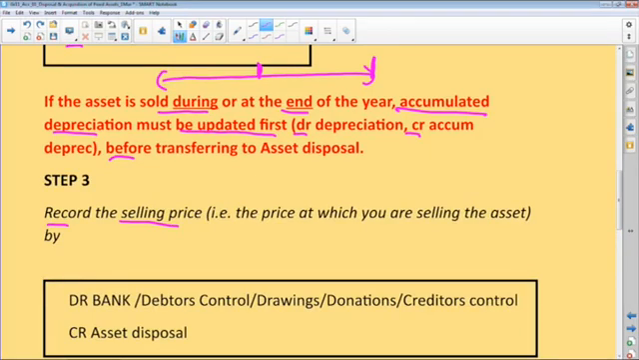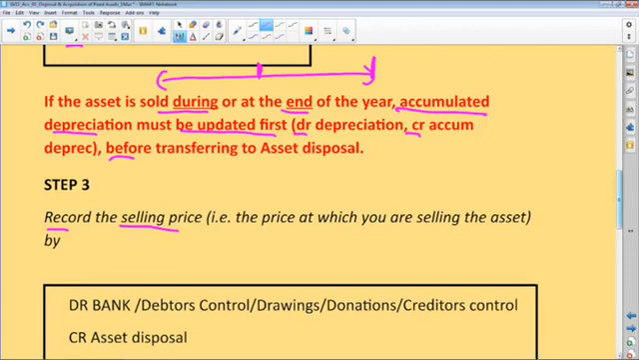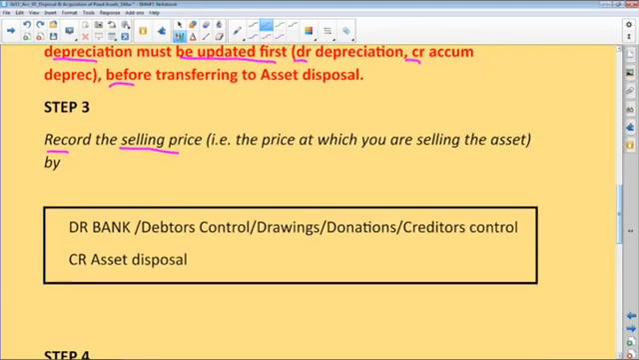So when we record the selling price, it's all going to depend on the following. If I sell the asset for cash, I'm going to debit bank. Okay, so guys, I'm going to say that one more time. If I sell the asset for cash, I'm going to debit bank. If I sell the asset on credit, I'm going to debit debtor's control.